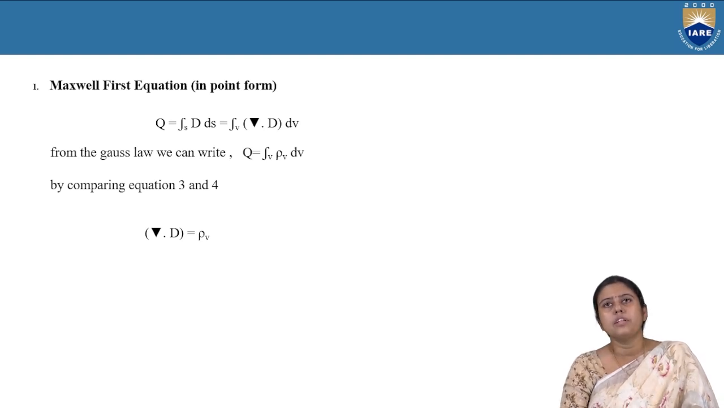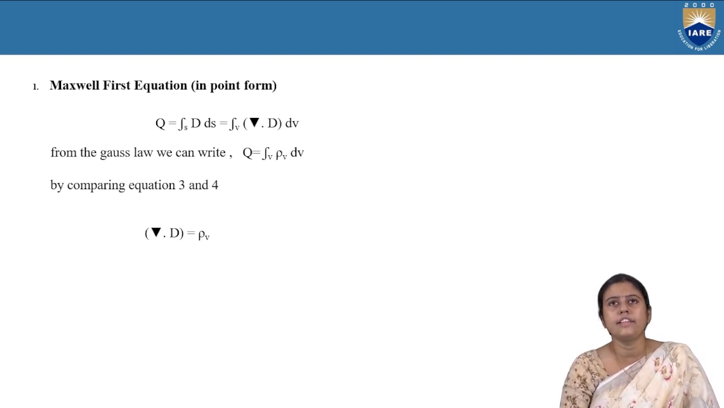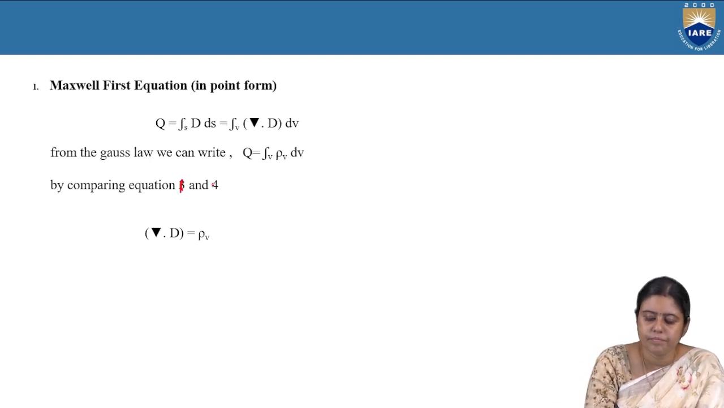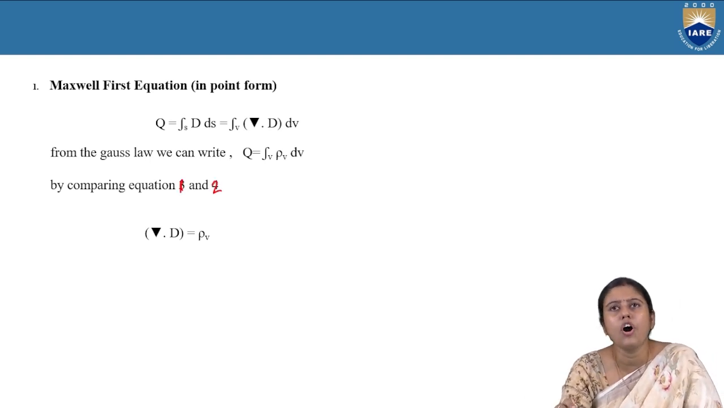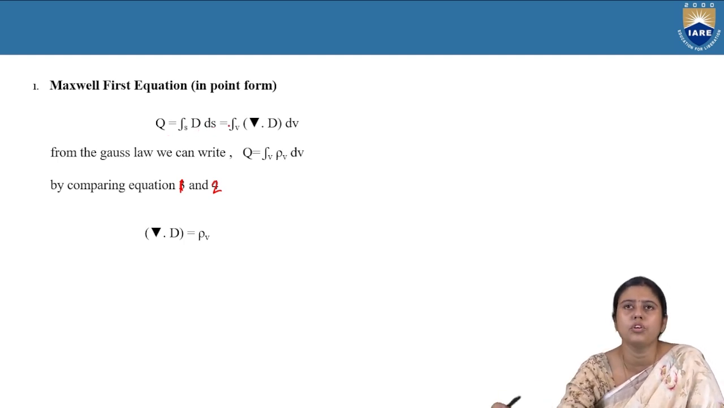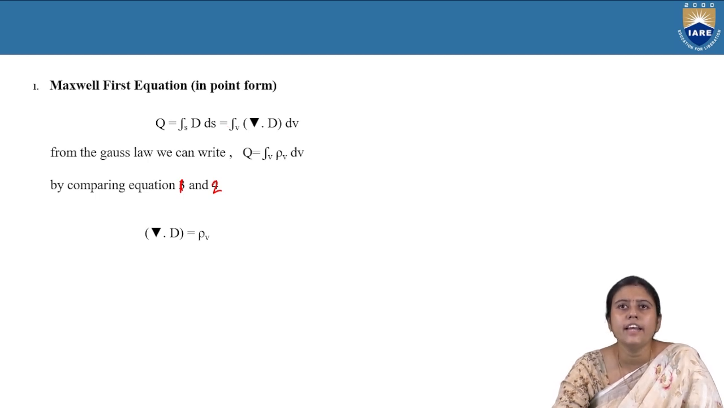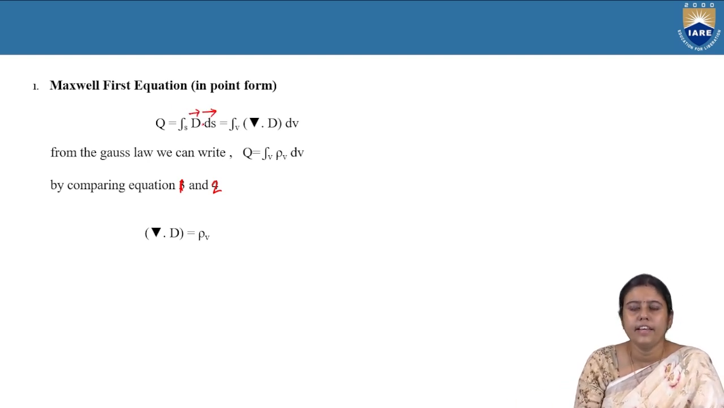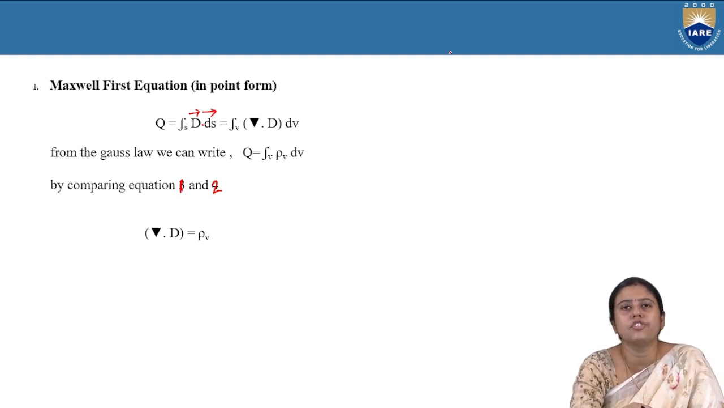Now we are coming to the last portion of this talk, and that is the Maxwell's first equation in the point form. And the Maxwell's first equation is very, very important. From the Gauss law, we already got Q is equal to D dot ds. What is this? This is the Gauss law. Q is equal to D dot ds, and this is the surface integral.